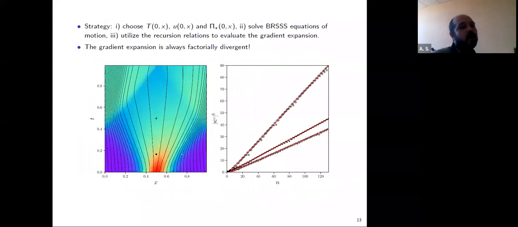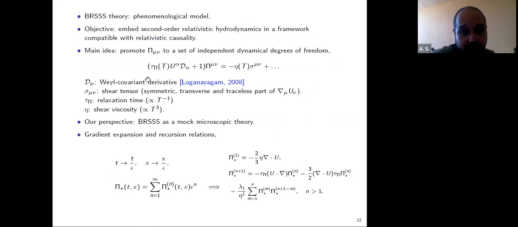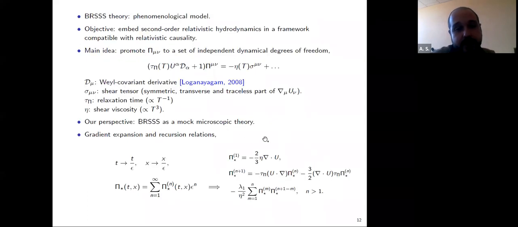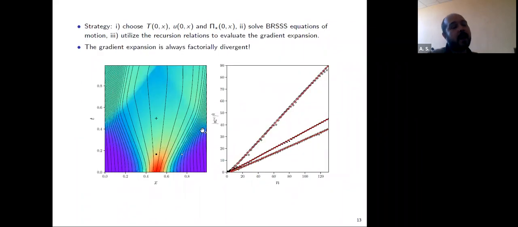So the strategy is the following. We are going to choose initial data in BRSSS theory given by an initial profile of the temperature, fluid velocity, and pi star. We are going to solve the BRSSS equations of motion numerically, which are this relaxation equation for pi star and the conservation equation for the full energy-momentum tensor. And then once we have a solution in our mock microscopic theory, we're going to utilize these recursion relations to evaluate the gradient expansion at a particular spacetime point.